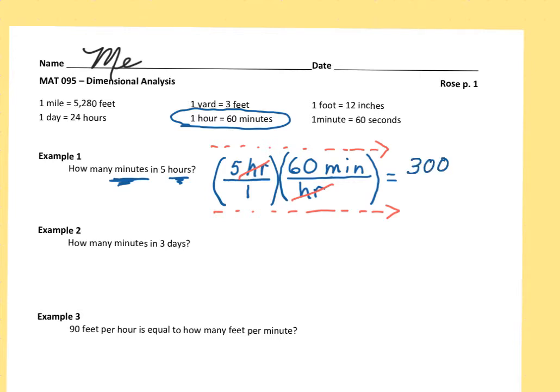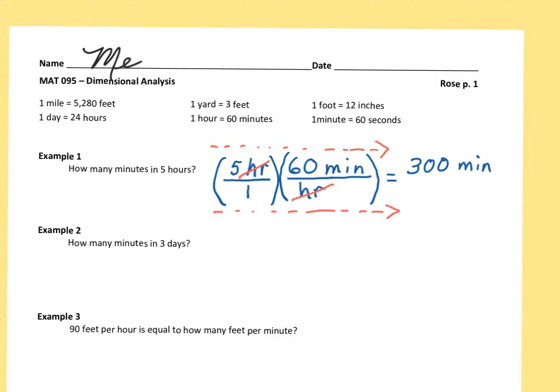What units do I have left in the numerator? Only minutes. And in the denominator, I have 1. No units. So actually, I no longer need to write anything in the denominator. My answer is 300 minutes. I do one final check to see that the units in my answer are the units I was looking for, and I'm good. Moving on to example 2.